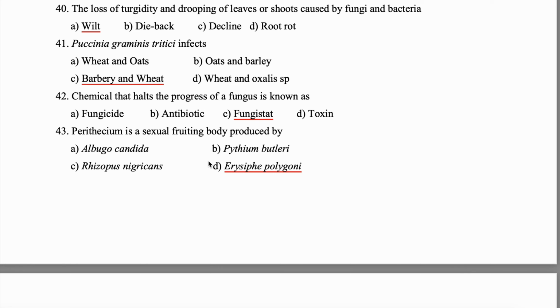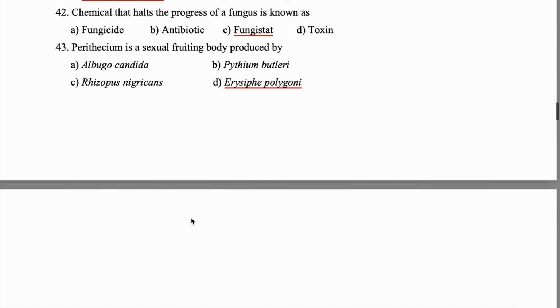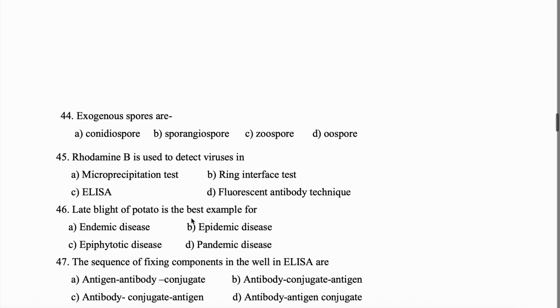And Perithecium is a fruiting body which belongs to what? Ascomycetes. So there is only one option left, that is option D. So we will go with Ericephale polygony. But the fruiting body of Ericephale is Clistothecia. Just remember it. If we don't have the accurate answer, we will go with the elimination method in the exam hall. Alright.